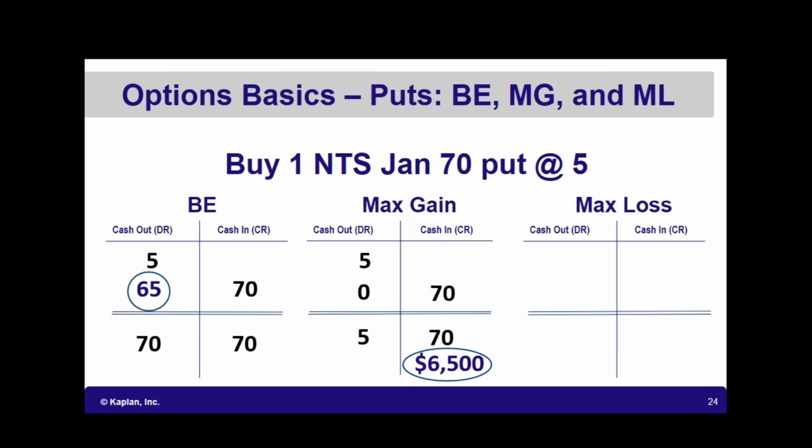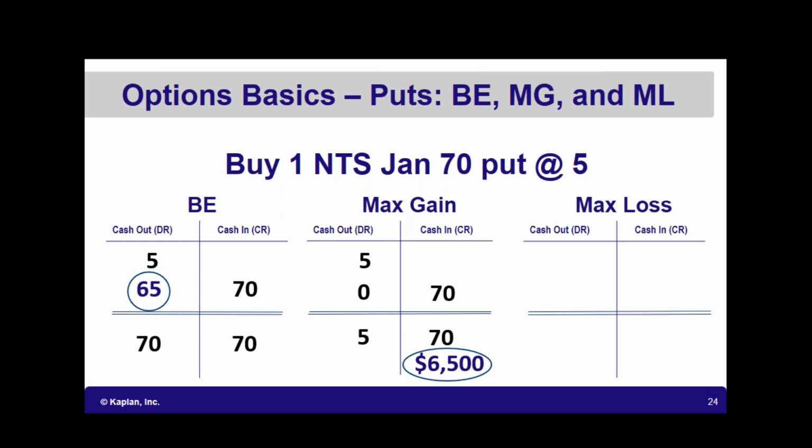Well, you're going to look at the number of contracts. In this case, I have one contract, and one contract equals 100 shares. So I know that I'm going to have 65 times 100 shares, or $6,500. But what if instead I had 2 contracts?